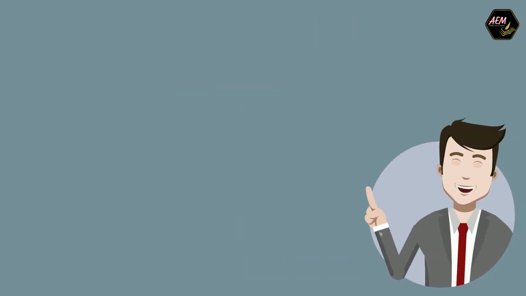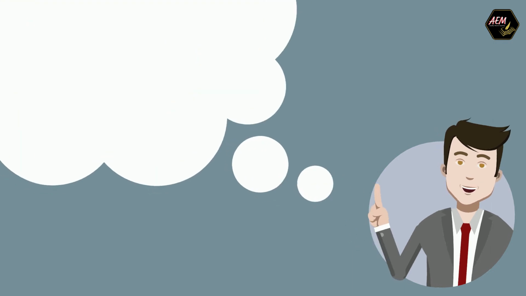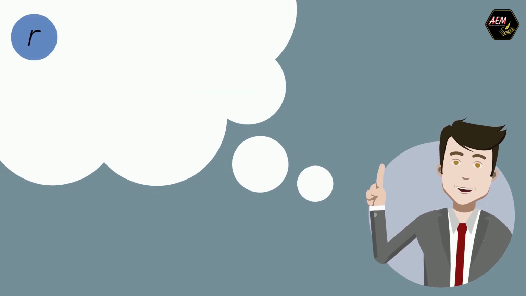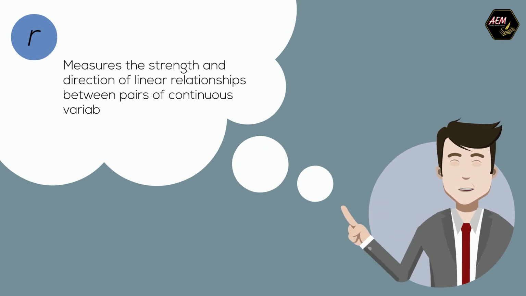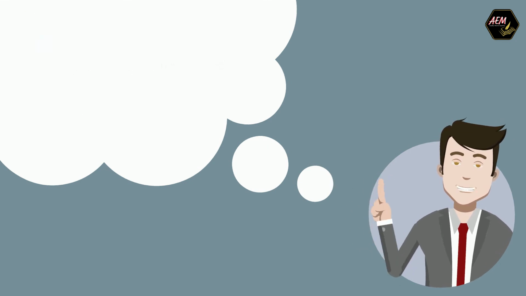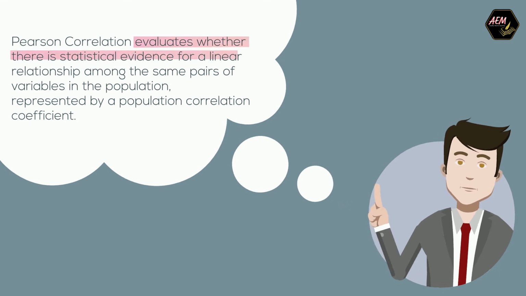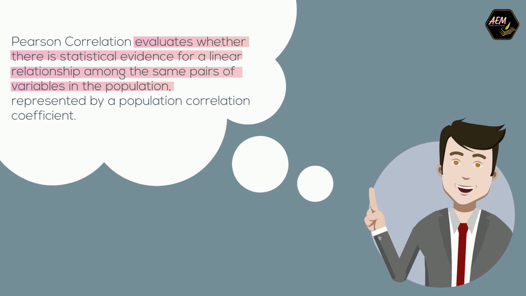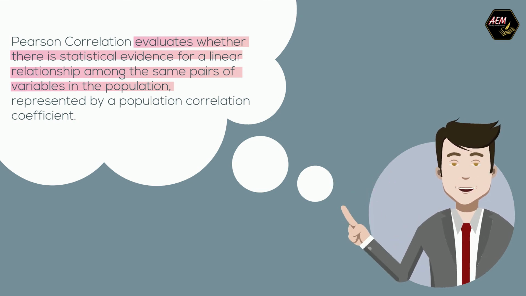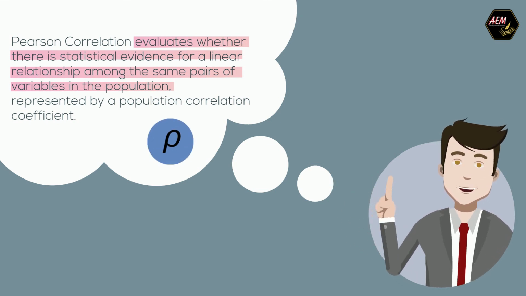The bivariate Pearson correlation produces a sample correlation coefficient, r, which measures the strength and direction of linear relationships between pairs of continuous variables. By extension, the Pearson correlation evaluates whether there is statistical evidence for a linear relationship among the same pairs of variables in the population, represented by a population correlation coefficient, ρ.